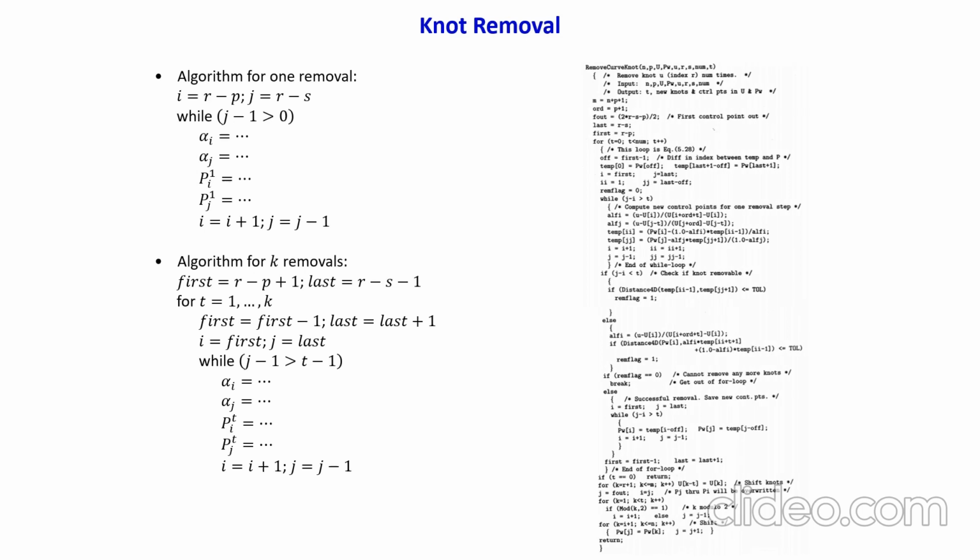We can generalize these equations into simple algorithms for removing U either once, or k times. However, it is generally unknown in advance whether a knot is removable, and if so, how many times. This algorithm instead attempts to remove a knot up to s times, where s is the multiplicity, and returns the actual number of times the knot was removed, along with the new knot vector and control points.